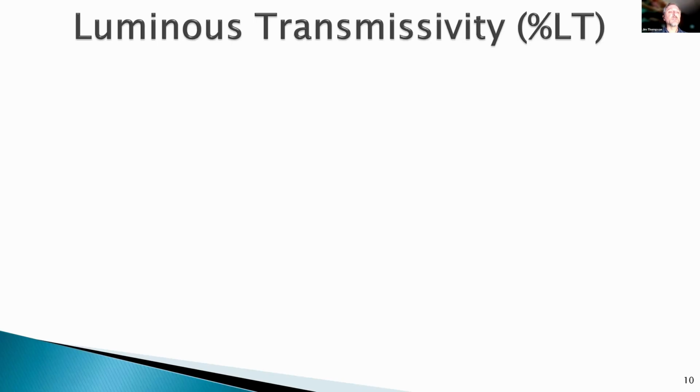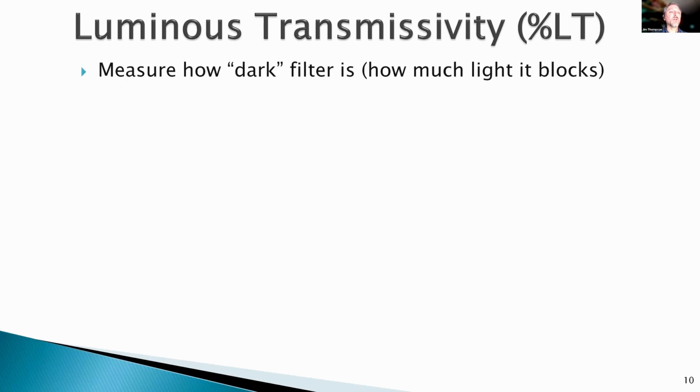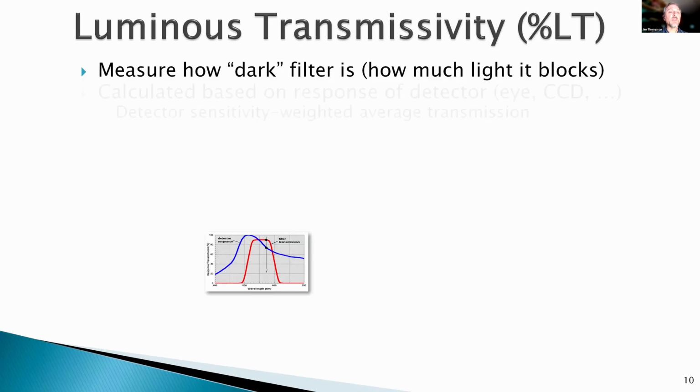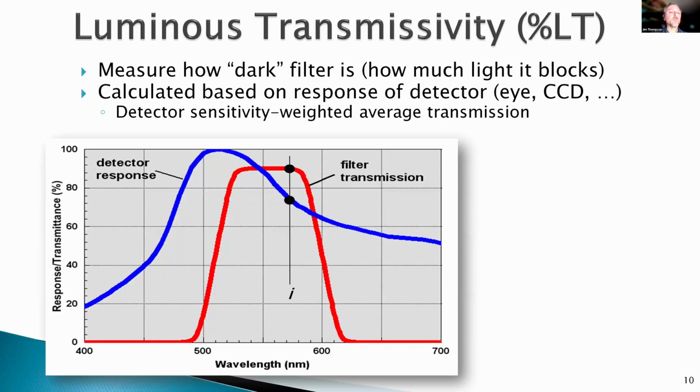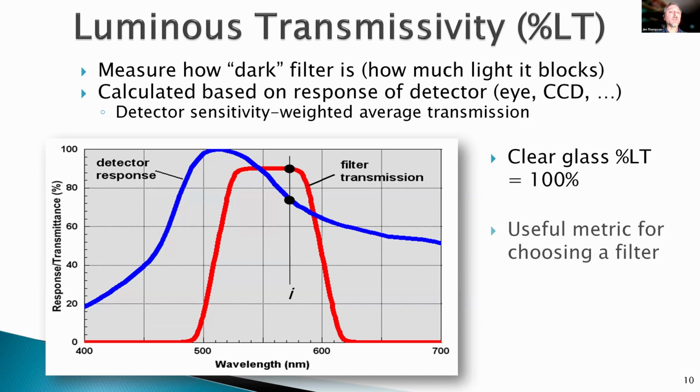The last term to discuss is luminous transmissivity, or %LT. It is essentially a measure of generally how dark a filter is. On average, what percentage of light is getting through. It is calculated based on the specific sensor the filter is to be used with. So a filter will have a different %LT value if used with the human eye versus with a camera. For perfectly clear glass, the %LT value is 100%. %LT is a useful metric when choosing a filter, as I will explain shortly.